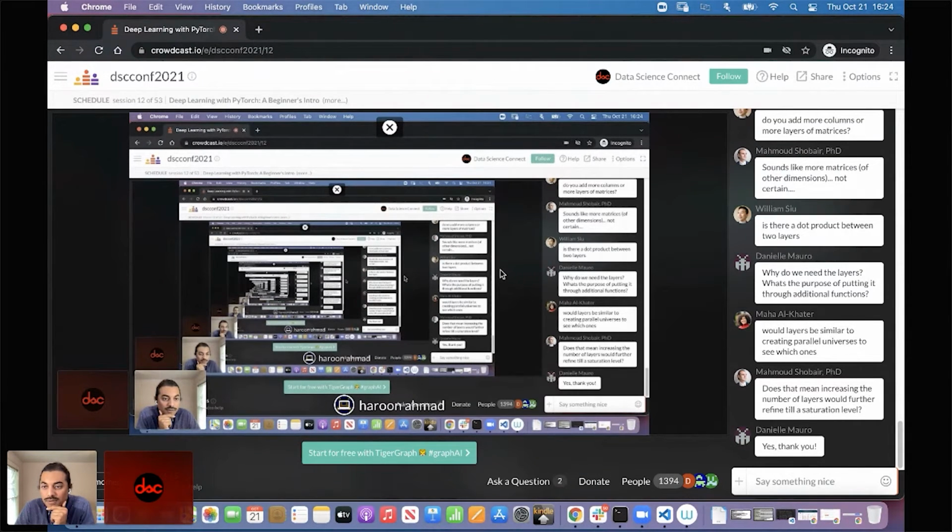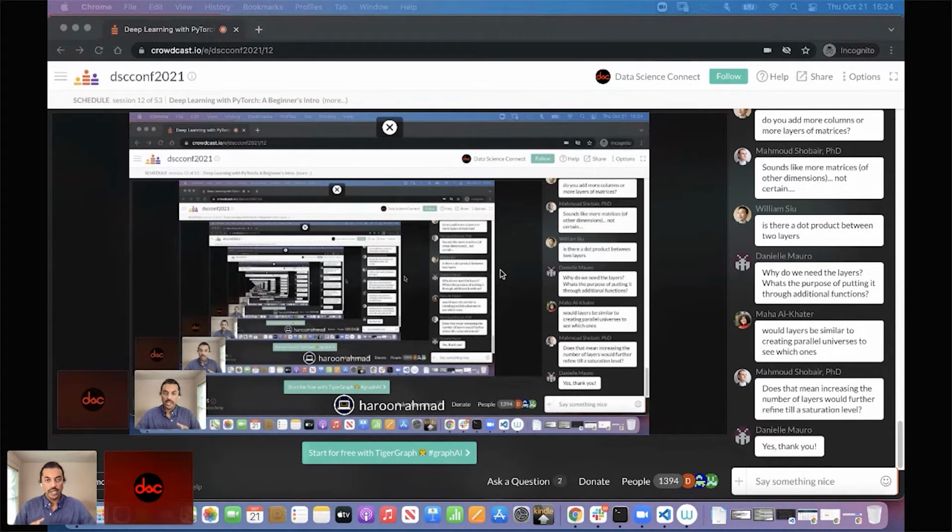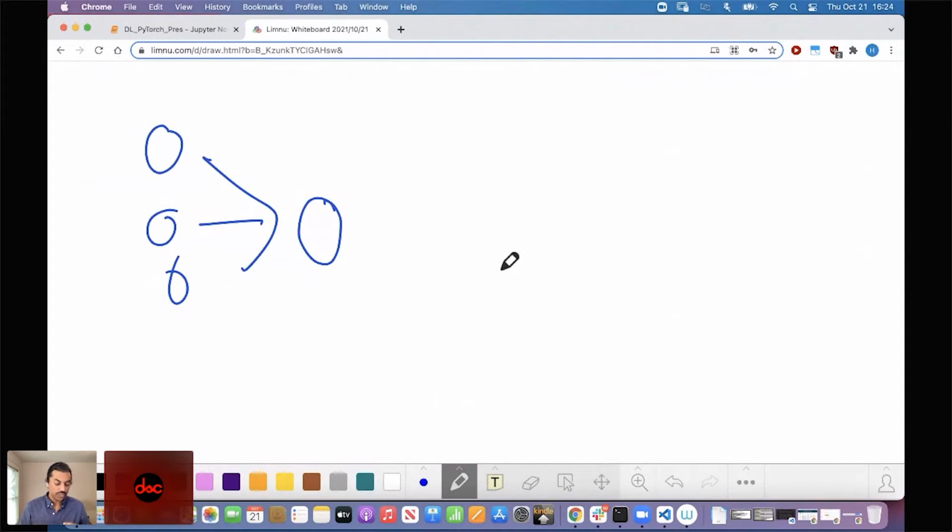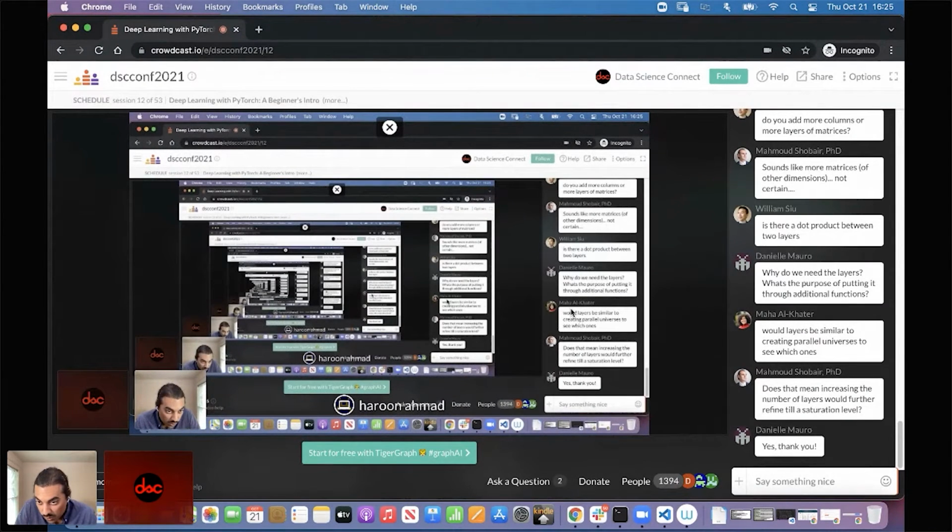William asks, is there a dot product between two layers? Yes. The cool thing about having the layers is, and unfortunately for this presentation I'm not going to get too much into the activation functions, but you can have different types of activation functions within your layers. In one layer you can have something like a sigmoid function, and in another layer something else. It allows you to fine tune how you want to understand the data. There's a whole host of options you can perform within each layer to interpret the data that came before it.